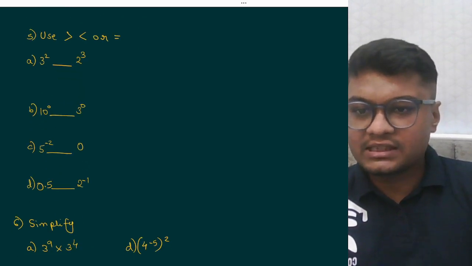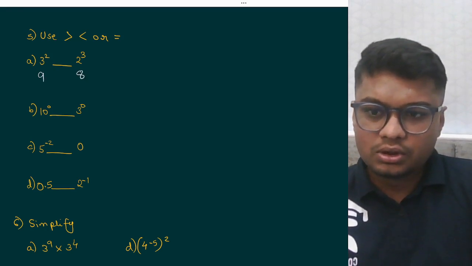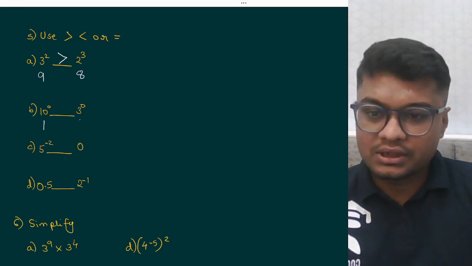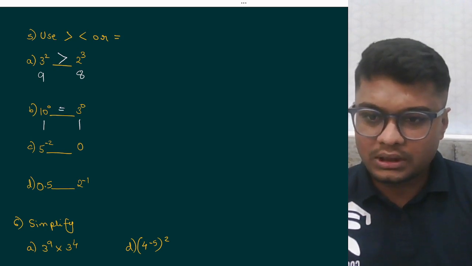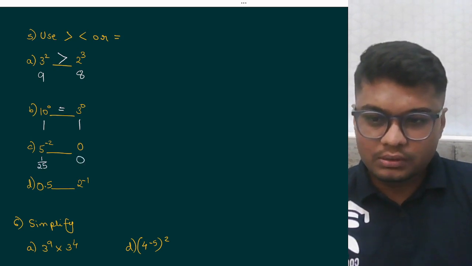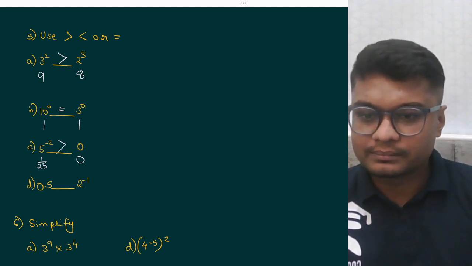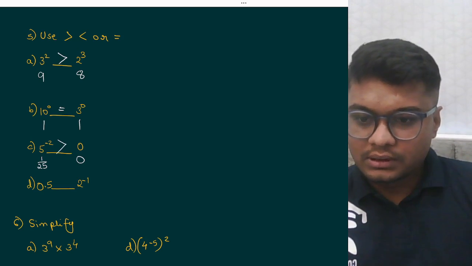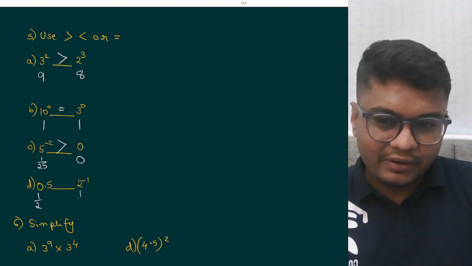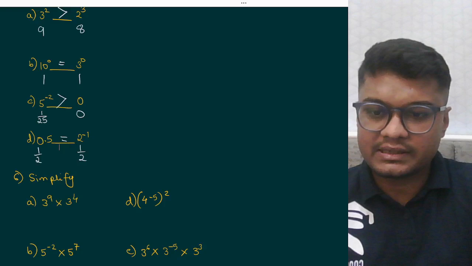Use the signs, bigger or smaller. What is 3 square? It is 9. What is 2 cubed? Which is 8. So who's greater? This is greater. 10 raised to 0 is 1. 3 raised to 0 is also 1. So they both are equal. This is 1 upon 25, and this is 0. So this is still greater than 0 since it is not negative. It is positive. Now 0.5 can be written as 1 upon 2. This fraction is also 1 upon 2. So they both are equal. Yes. Okay.